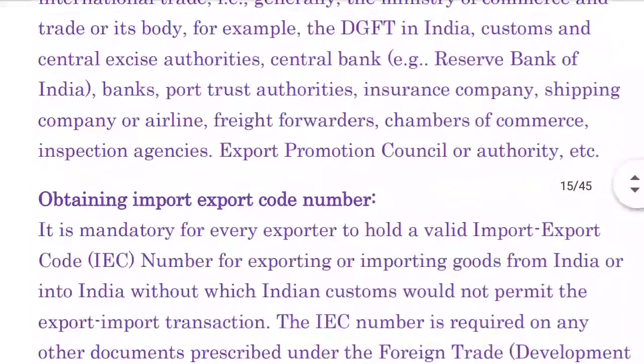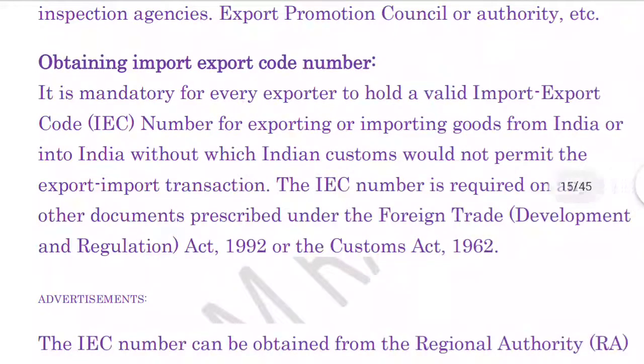Now we will discuss what is the first step to start import export. For that, obtaining the Import Export Code number. It is mandatory for every exporter to hold a valid Import Export Code, IEC number, for exporting or importing goods from India or into India, without which Indian Customs would not permit the import export transactions.